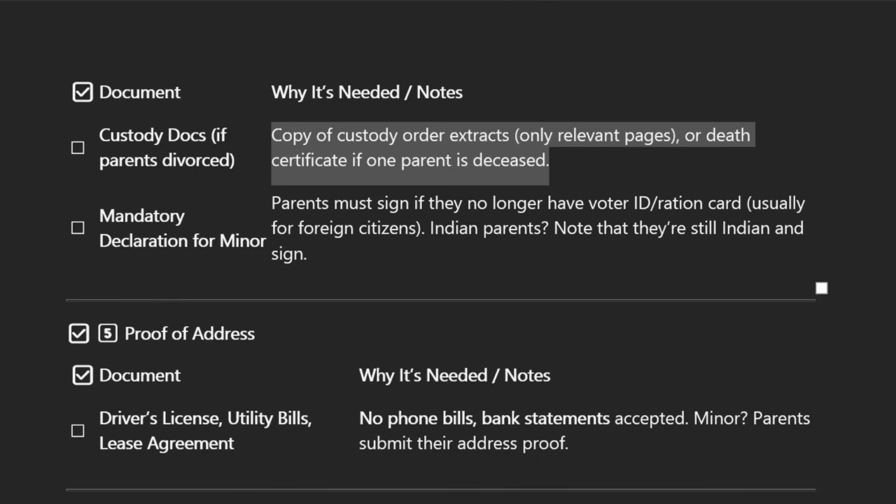That is, in case parents are divorced, in that case, the divorce document will have to go to show that the parent who is applying for OCI has legal custody, and you don't have to share a 50-page document. You can only share the relevant extract where those orders are. And in case one of the parents has died, in that case, the parent's death certificate will go. So make sure that both parents' details go when you do the application.